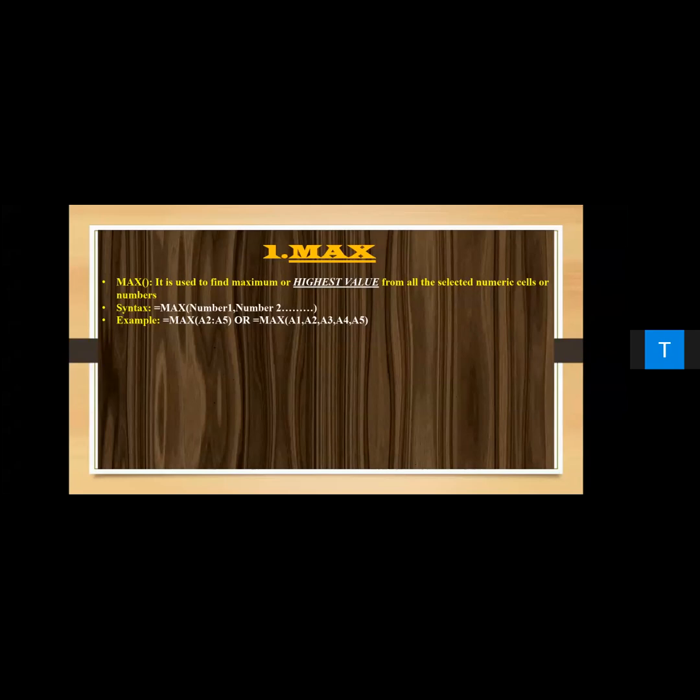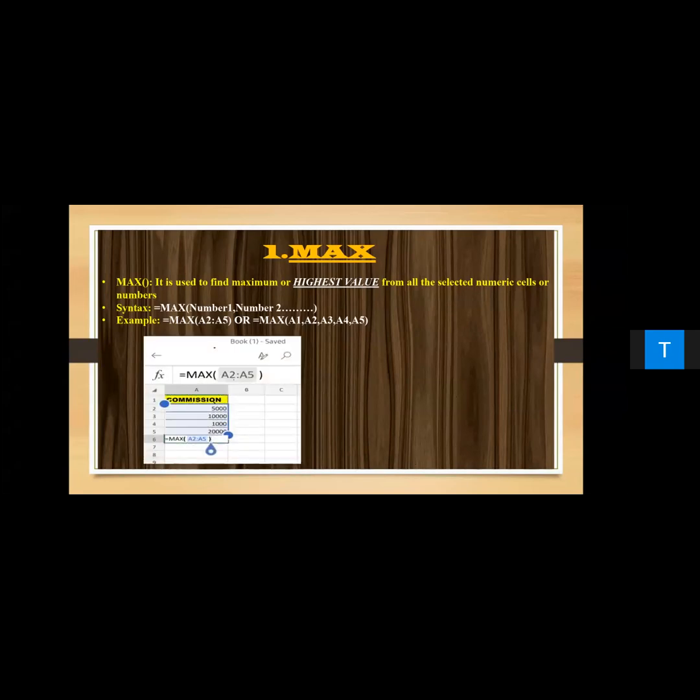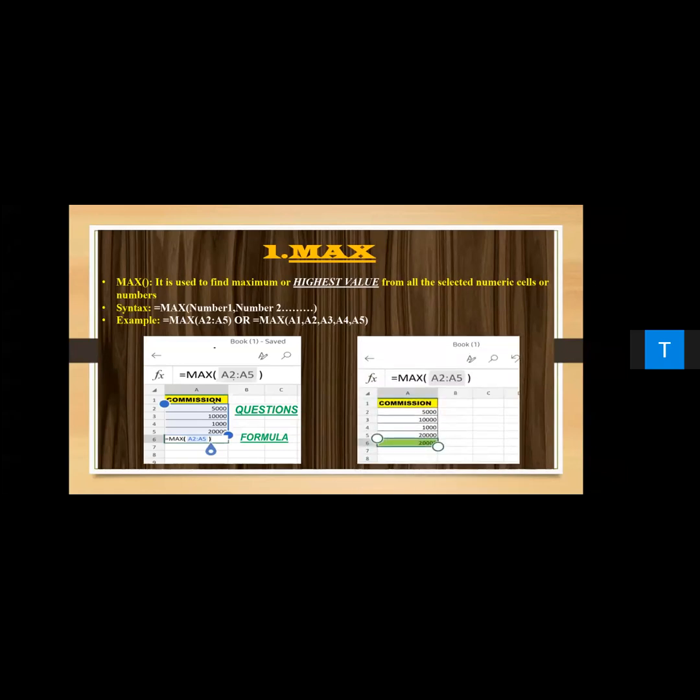So with the help of syntax, we can find the maximum value of the given numbers. The syntax is equals to MAX, bracket open, number 1, comma, number 2, and so on, and then close the bracket. So here is my first example. A2 has 5,000, A3 has 10,000, A4 has 1,000, and A5 has 20,000. Then put the formula equals to MAX, bracket open, select the range, then close the bracket. Then you get the output. The answer is 20,000, which is the highest value from the given numbers.